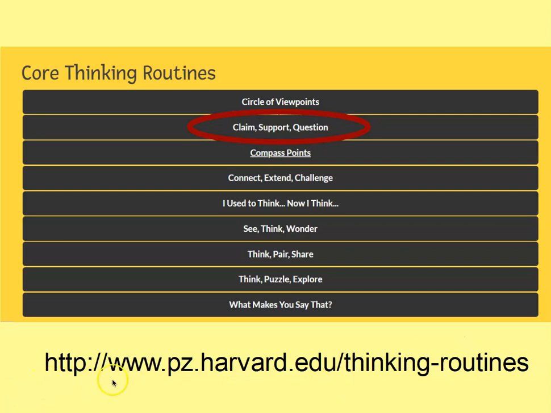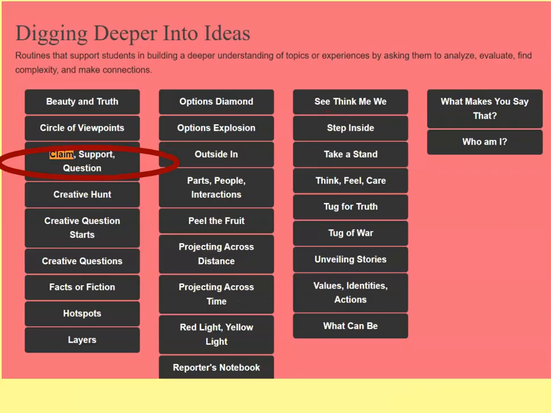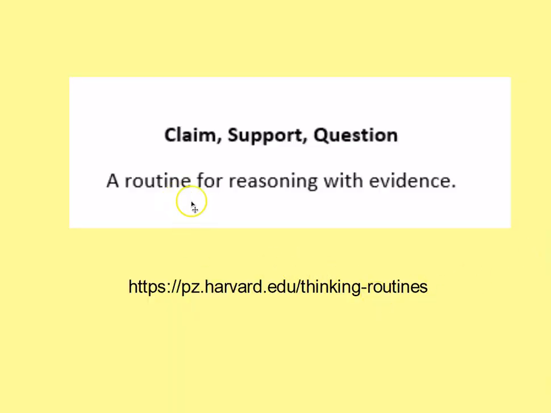They are available at pz.harvard.edu/thinking-routines. All right, this one, claim, support, question, is also in their subsection of digging deeper into ideas. Their little byline is a routine for reasoning with evidence.